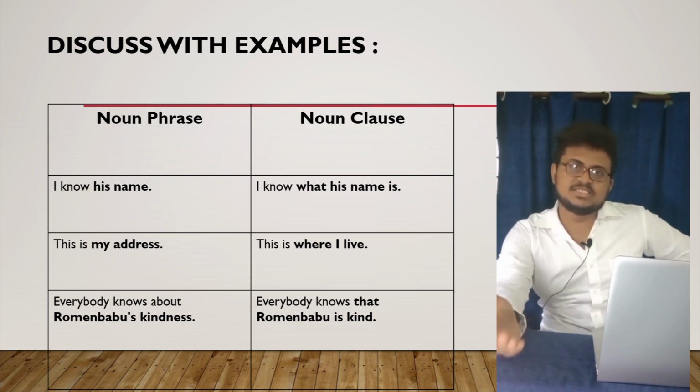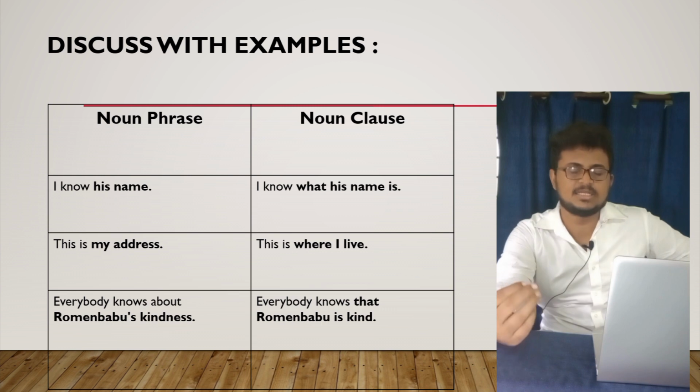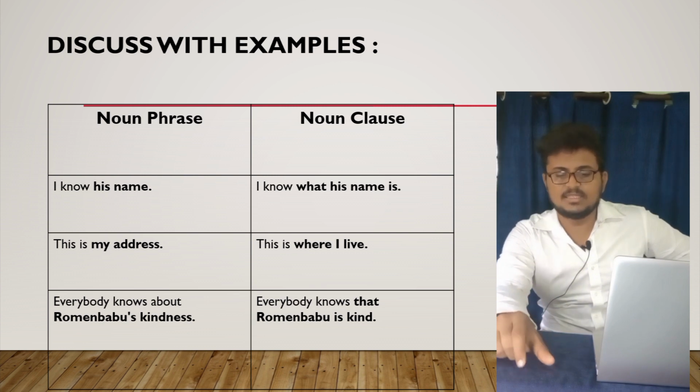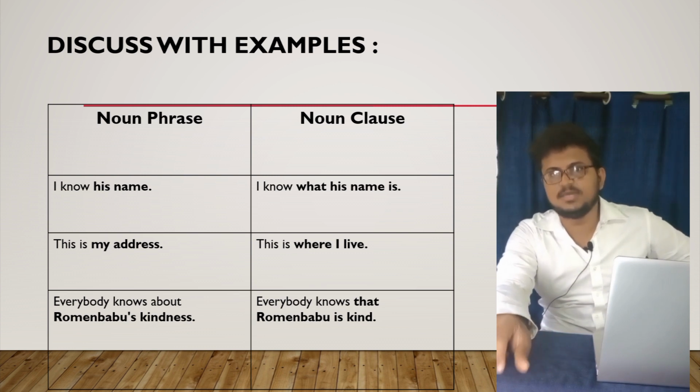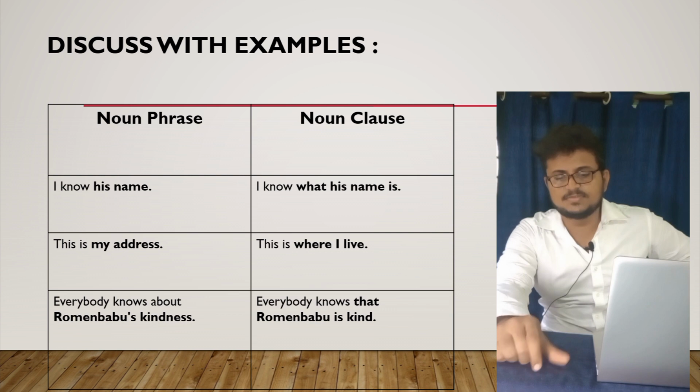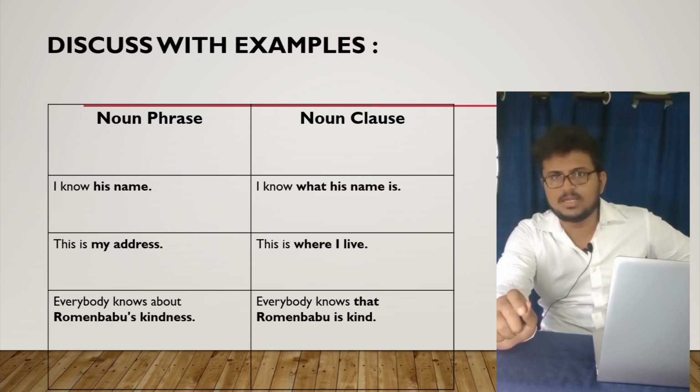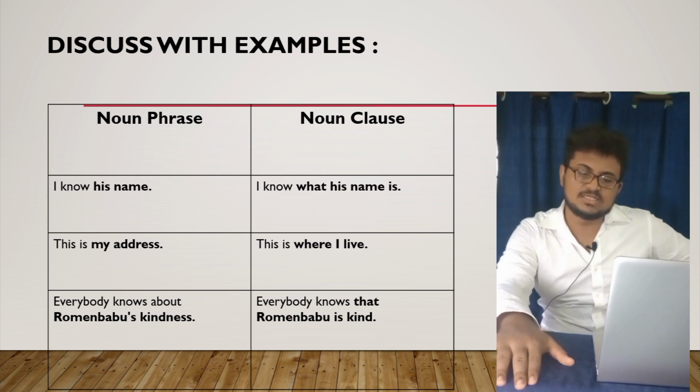And if I change this line into a clause-oriented sentence, it becomes: I know what his name is. See, I am breaking the part 'his name'. In the first sentence I used 'his name', which shortened it, and here I am breaking it a bit more: what his name is. What is the subject, is is the verb, and his name is the object part.